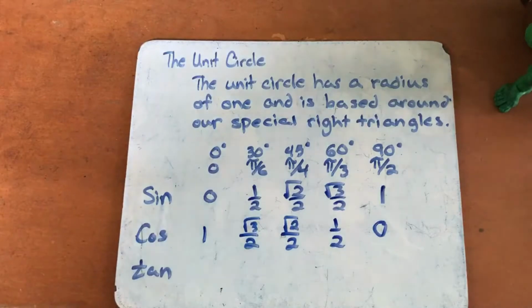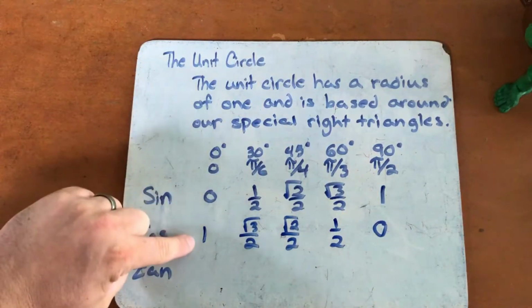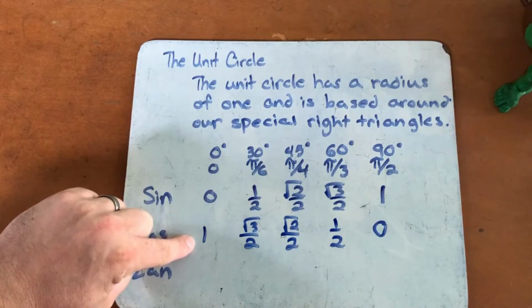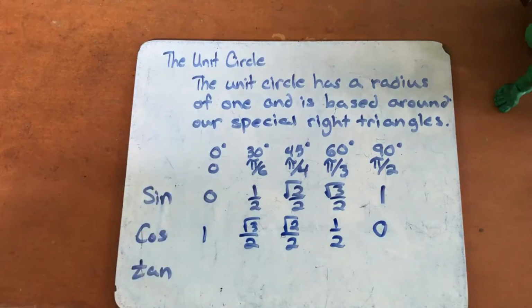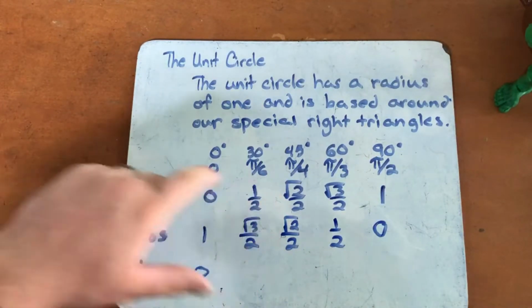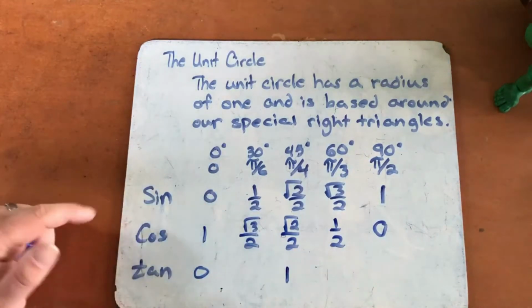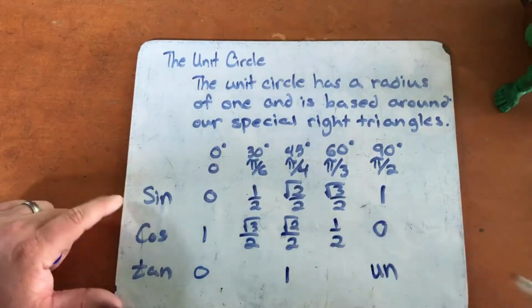Now, tangent is sine divided by cosine. So I'm literally just gonna take this divided by this, okay? So let's go ahead and address the ones that are quick and easy to do. 0 divided by 1 is 0. Root 2 over 2 divided by root 2 over 2 is 1, because anything divided by itself is 1. 1 divided by 0, we can't do that, so that's undefined.